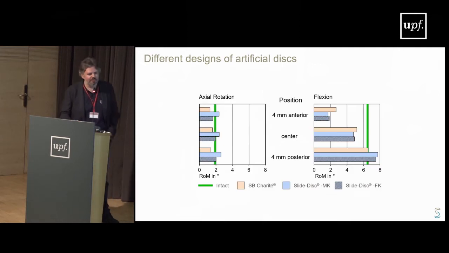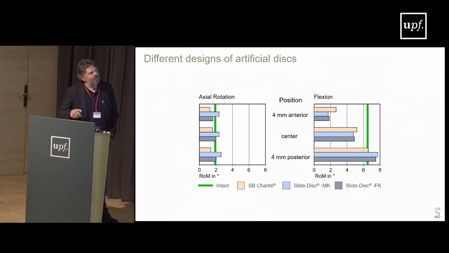So we'll show briefly some results. Here we see the range of motion. So the green line indicates the range of motion of the intact spine. Here in axial rotation and in flexion for the three different models. So the Charité, the standard one, the new one with the mobile core, or the new one with the fixed core. So like, let's say, gluing the core to the lower plate.